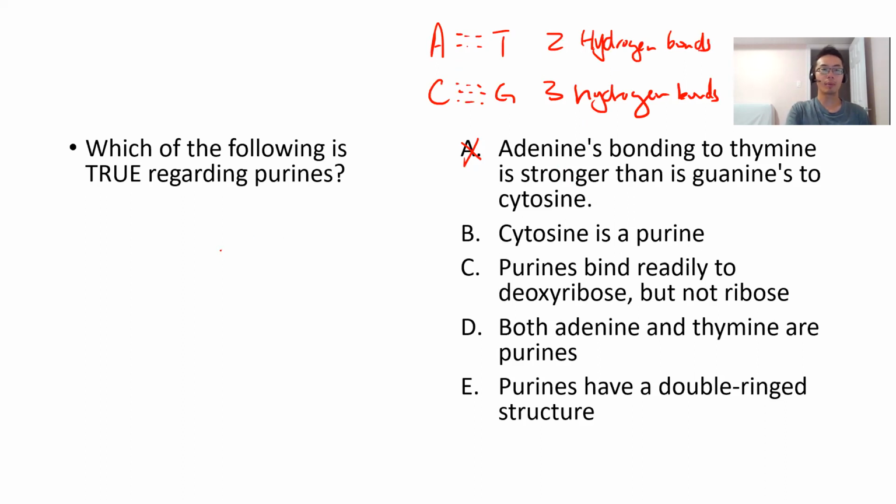And this is going to be important when we talk about transcription and translation later on. Cytosine is a purine. Remember, pure as gold. So A and G only are purines, so that's not true. Purine binds readily to deoxyribose, but not ribose. That is just wrong on so many levels. I don't even know how to correct it. This is nonsense. Both adenine and thymine are purines. Same thing, pure as gold. Nope. And then double ring. We know that they're double ring.